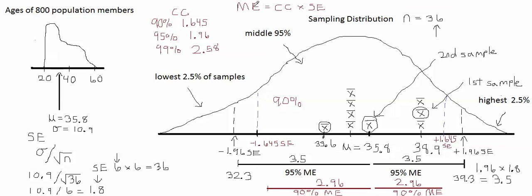So if I wanted to calculate let's say the 70% margin of error, I would just go to a table and look up the confidence coefficient for 70%, and then multiply that by the standard error, and I would get my 70% margin of error. And then that number would be the distance from the population mean to the lower end and the upper end of the middle 70%. If I wanted the 50% margin of error, I would just look up the confidence coefficient for 50%, multiply it by the standard error, and I would get the 50% margin of error. And that would be the distance from the population mean to the lower end and the upper end of the middle 50%.